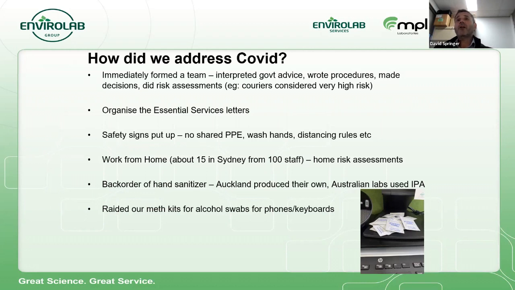And I'll show you later on, one of our biggest and our highest risks we felt were commercial couriers. We had to get the essential services letters written. We had to get the safety signs put up. We've got about 100 staff here in Chatswood. Obviously, most of them have to do the testing, so we could only get about 15 of them to work from home. But of course, that's not really common in a lab to have people work from home.